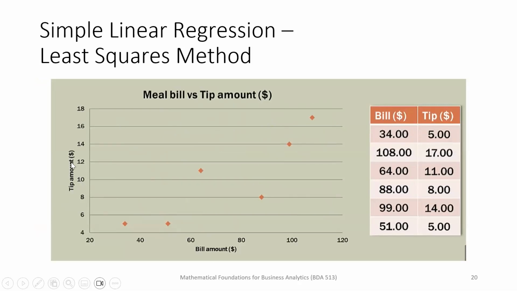So here we are comparing our bill and the tip amount. The first one, the tip amount was $5, and the amount spent was 34.